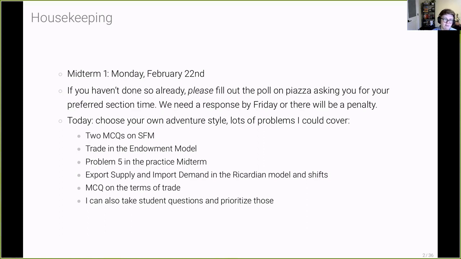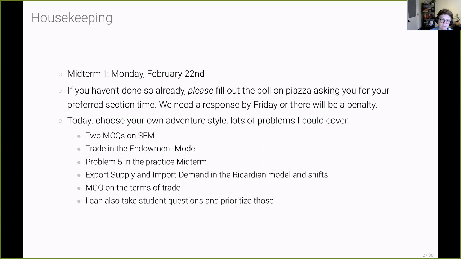And so today I have the following list of questions that I could cover, but I'm also more than happy to take any questions that you might have. I have two multiple choice questions on the specific factors model. A student asked about how to solve for exports and imports in the endowment model, so I've got a little bit going over that. Problem 5 on the multiple choice questions in the practice midterm was a little bit tricky, and someone asked me about that, so I can go over that in more detail.